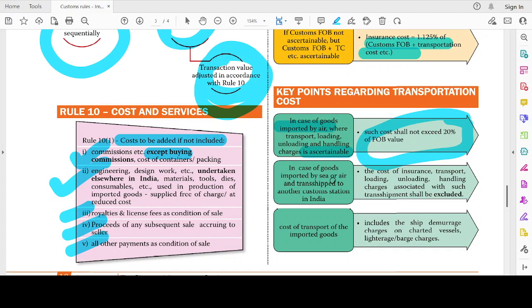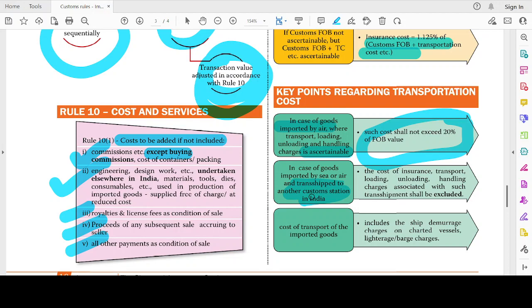In case of goods imported by sea or air and transshipped to another customs station, let's understand this by an example. I have received the goods in a big container, a big vessel, from China to India. Now I have received these in, say, Mumbai or a port in Kolkata. Now I have to move this to a port in Visakhapatnam. I will not use this big vessel again to move to Visakhapatnam. I will use a small one, right? That's what is known as transshipment.